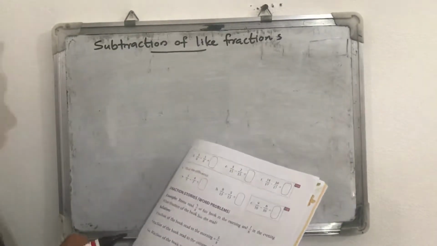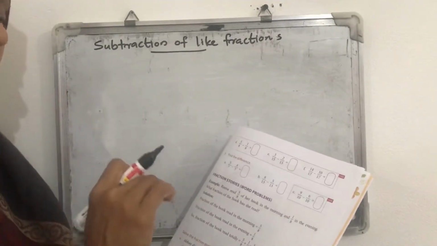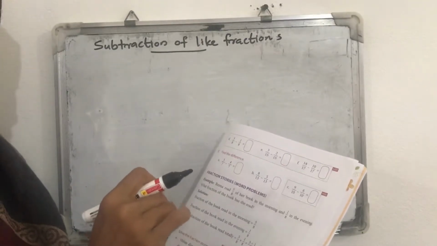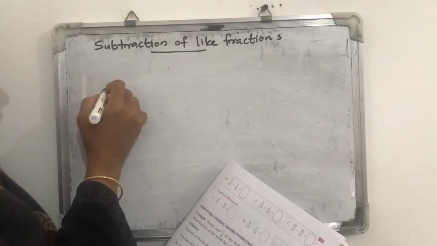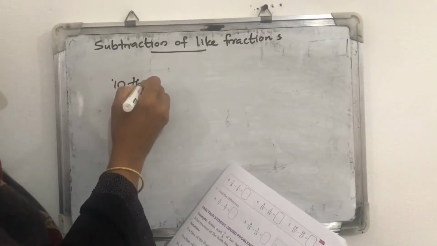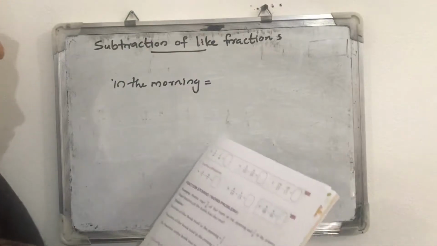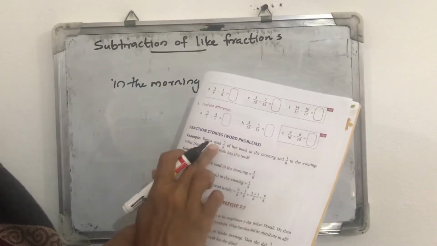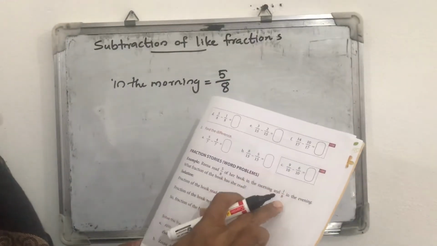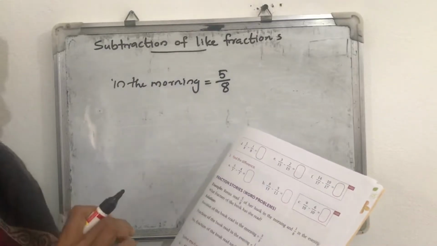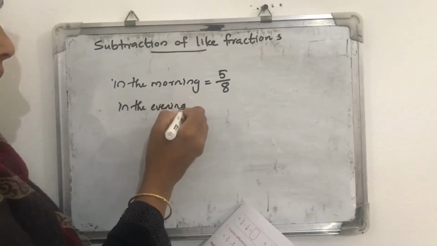First, how many parts did she read? 5 by 8 of her book. Out of the total book, in the morning she read how much? 5 by 8 part she read. So how can we write the fraction of the book she read in the morning? The correct steps are in the textbook, all of you read those steps. She read 5 by 8 part in the morning and 1 by 8 in the evening. So in the evening she read how many parts? 1 by 8 part.